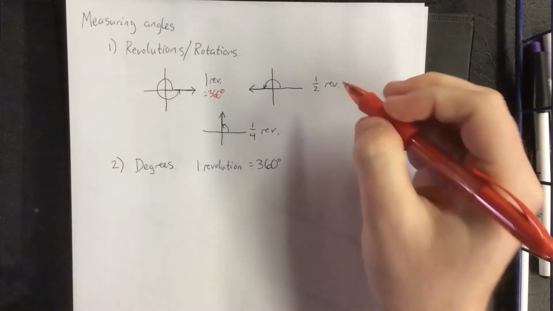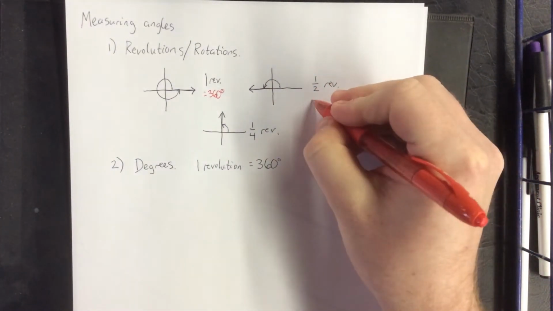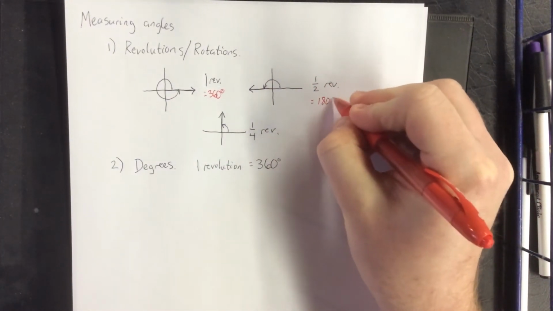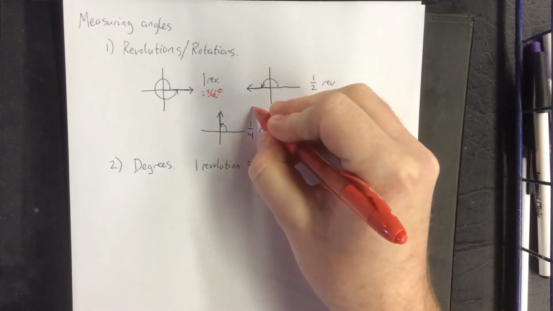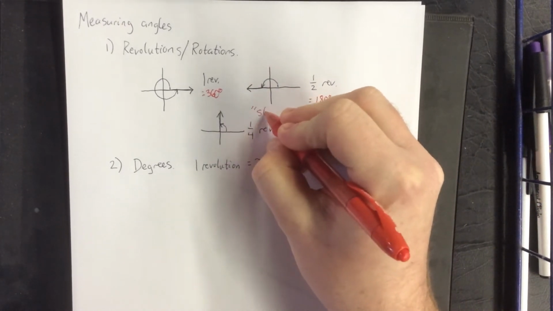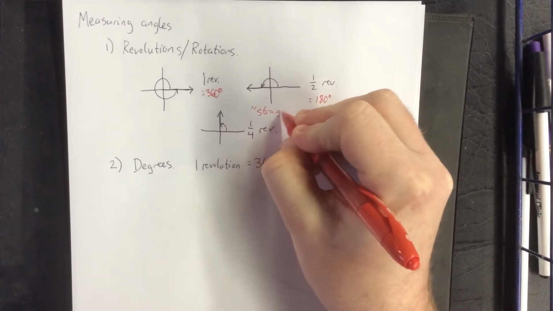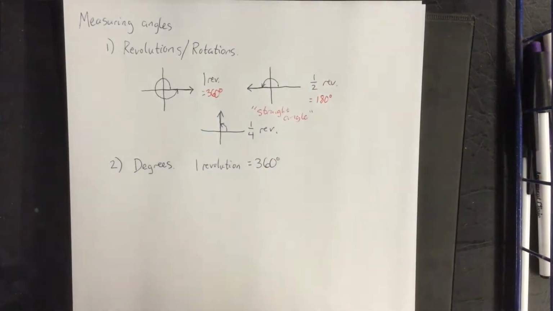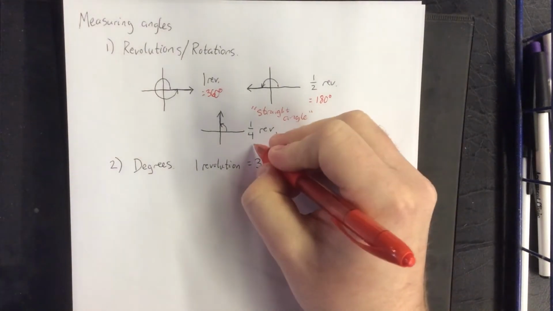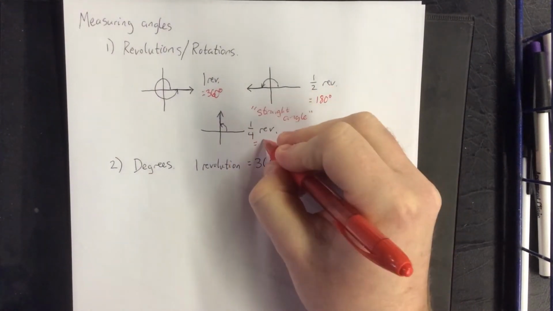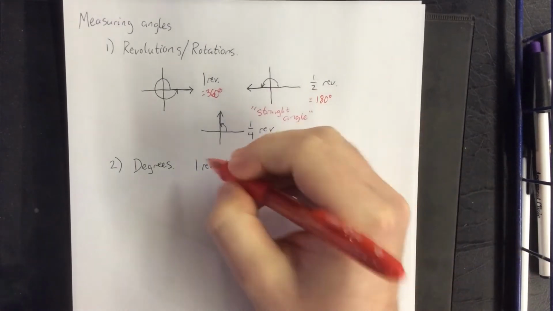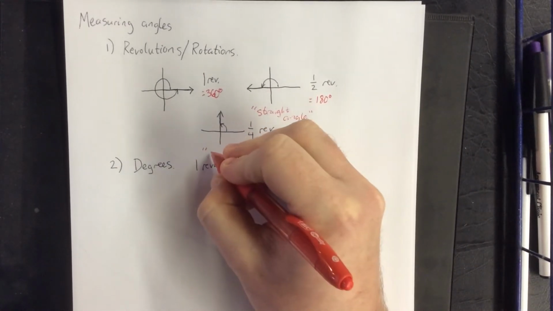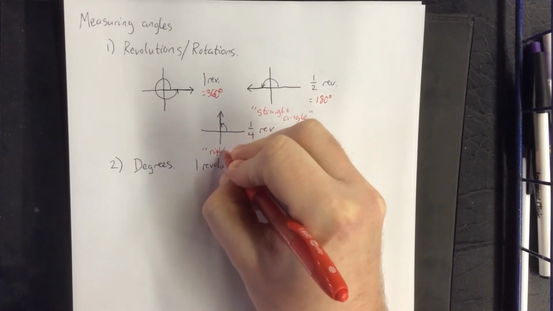A half revolution would be half of 360 degrees. Half of 360 degrees would be 180 degrees. Because the initial side and the terminal side together form a straight line, this is very frequently referred to as a straight angle, a 180 degree angle. The 1/4 revolution would be 1/4 of 360 degrees, which is 90 degrees. This is what's referred to as a right angle.